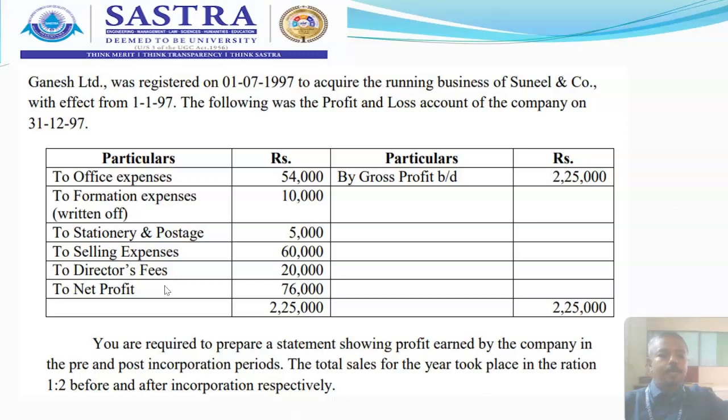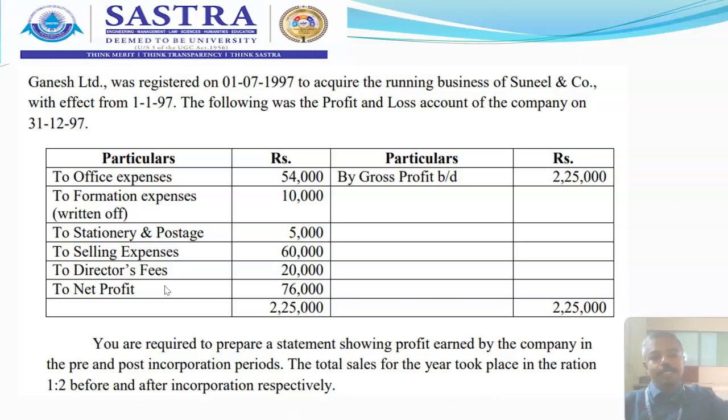And hence the 20,000 can be written in the last column. So let me repeat it again. Director's fees under details and basis of allocation. Basis you can write as allocation. Total amount you can write as 20,000. Pre-incorporation amount you can write nil. Dash is 0. Whereas in post-incorporation, the entire 20,000 can be written. So that's how we follow this summarized statement.